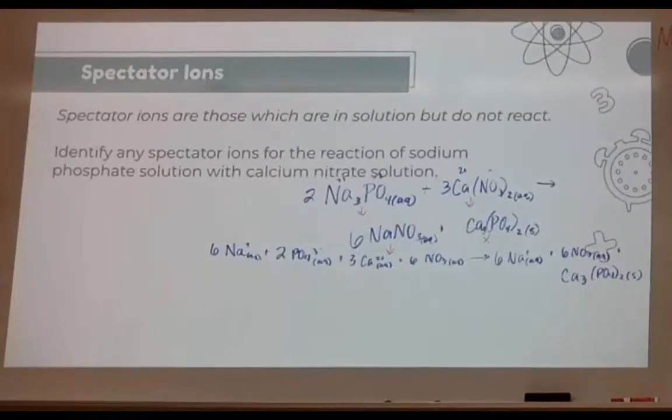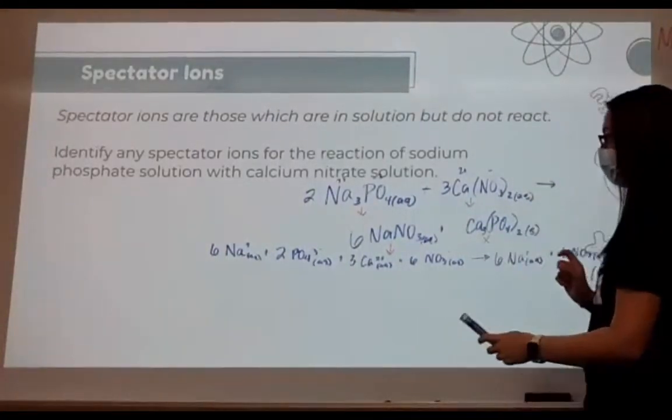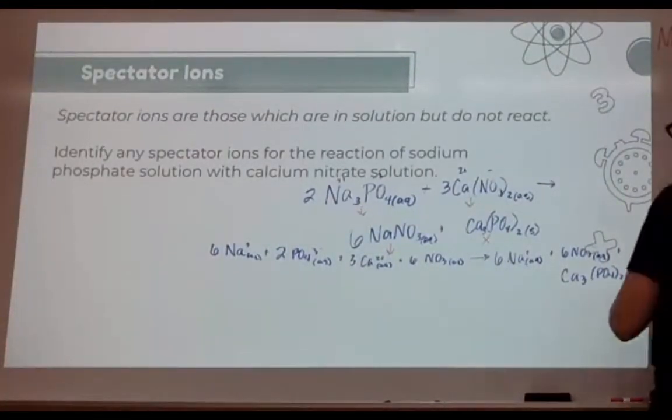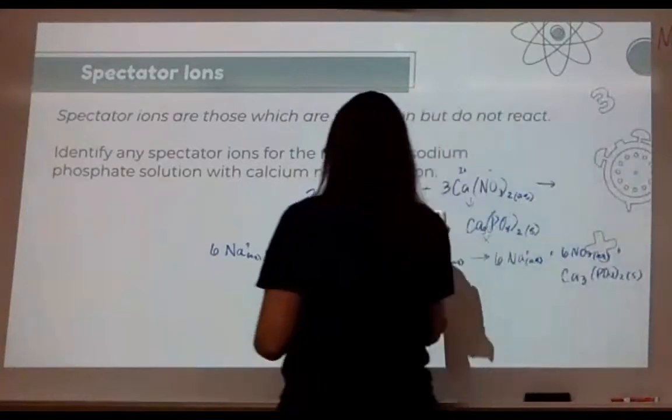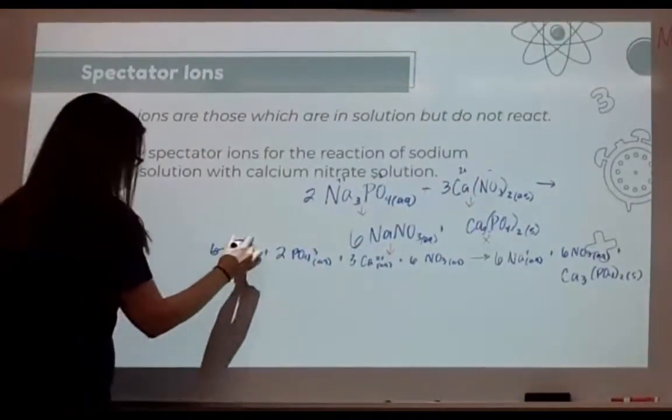This shows everything. Now, we have to cancel out spectator ions. They are called spectator ions for a reason. They have to be an ion, a charged particle. And they have to be the exact same on both sides. So what is one spectator ion, as we look at this? Either one. 6 Na plus.